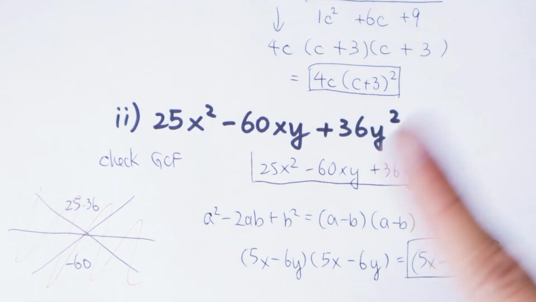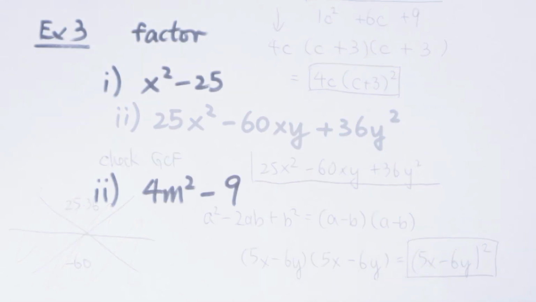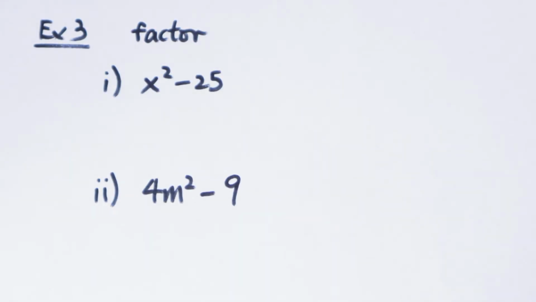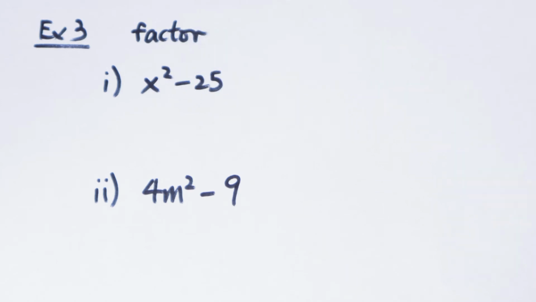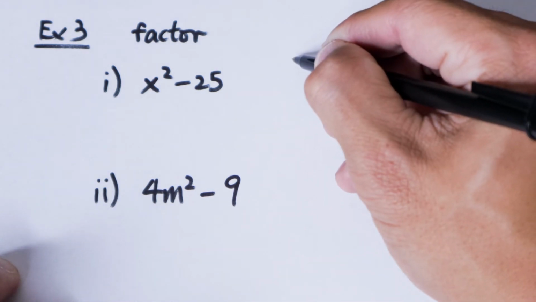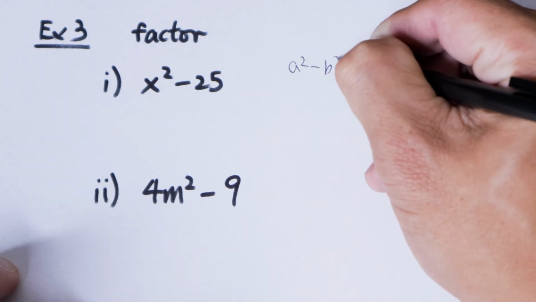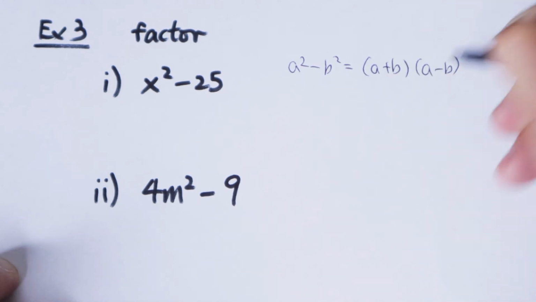So therefore, the shortcut is much better for this situation. Let's go to example 3. We're going to take a look at the difference of 2 squares formula. In example 3, it says factor x squared minus 25. Well, let's check. Remember the formula was if you have a squared minus b squared, that's the same as a plus b times a minus b.